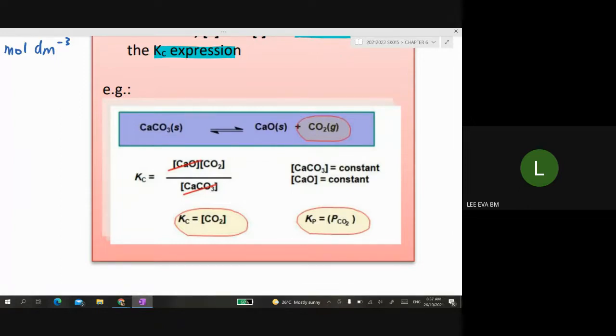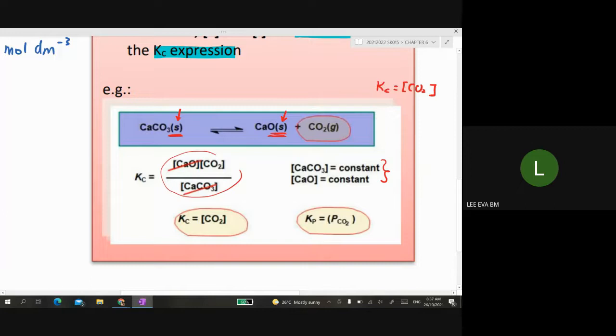Okay, so both your calcium carbonate and also calcium oxide, they are solid. Look at the phase here, it is solid. That means their concentrations are constant. So when it is constant, exclude from your Kc expression. You don't need to do it like this, no need to show cancelling. Continue, okay, I have seen that it is solid. So continue with the concentration of CO2 and that's it.